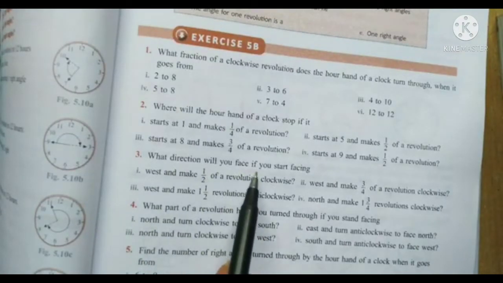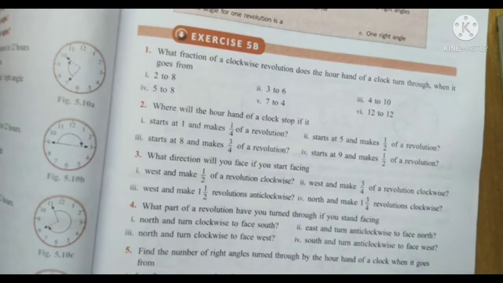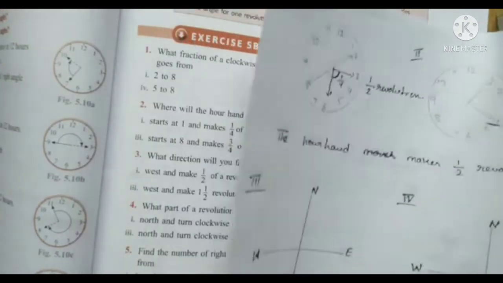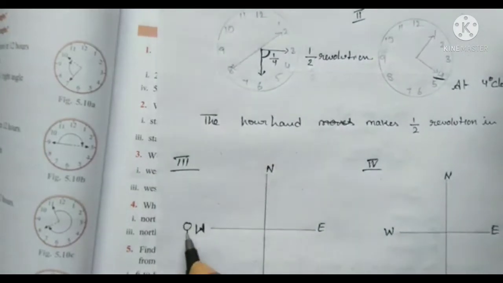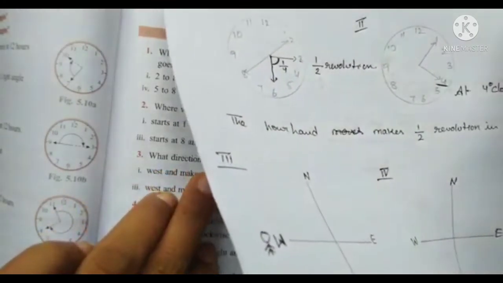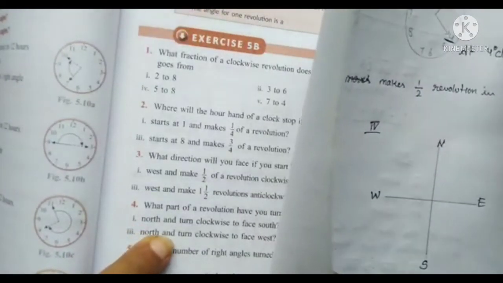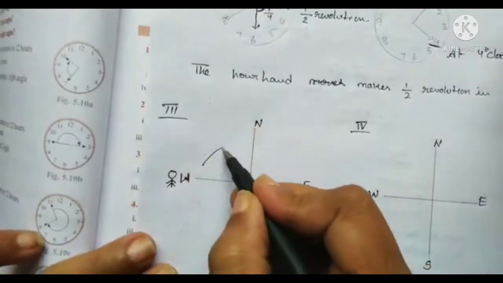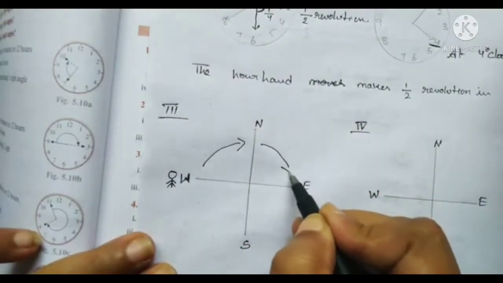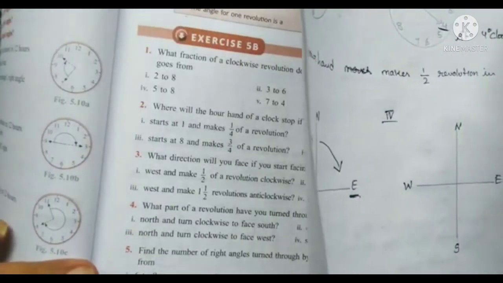Now see the question number 3. What direction will you face if you start facing west and make a half revolution clockwise? Where is west here? Suppose a person is on the west side and makes a half revolution clockwise. Clockwise means like this. This is 1/4 and this is half. What is the direction? East.